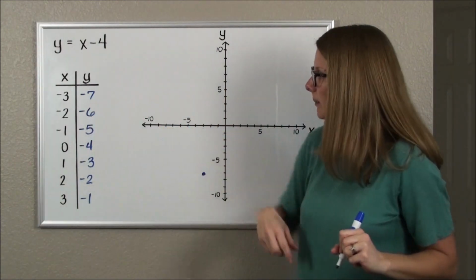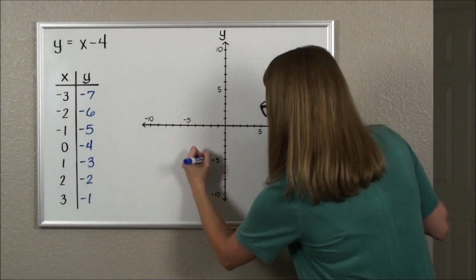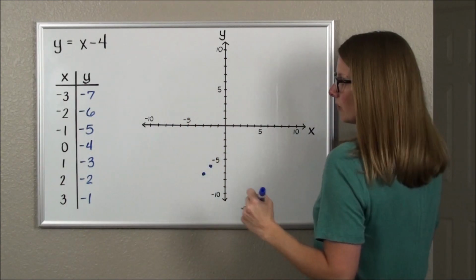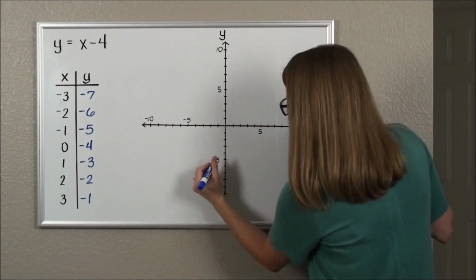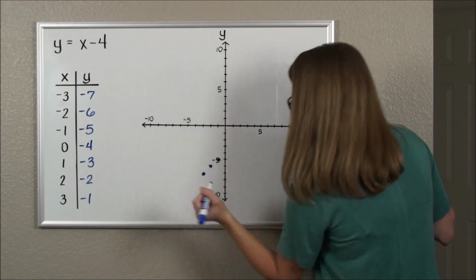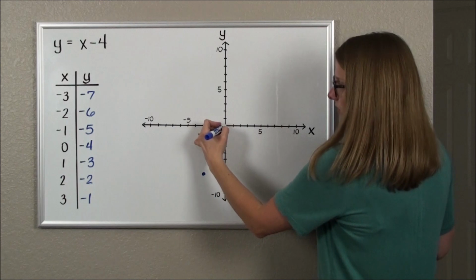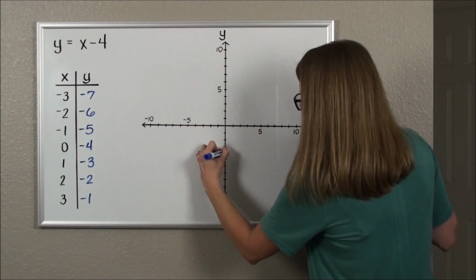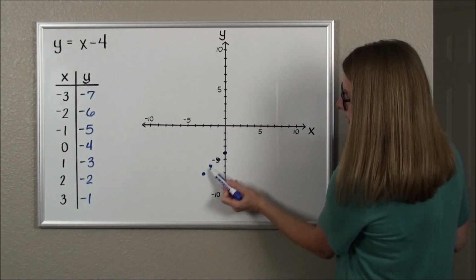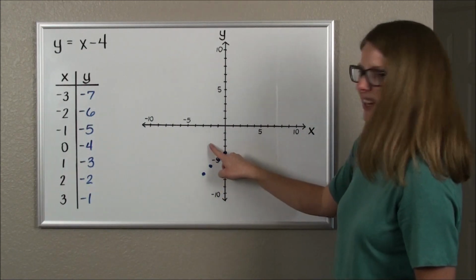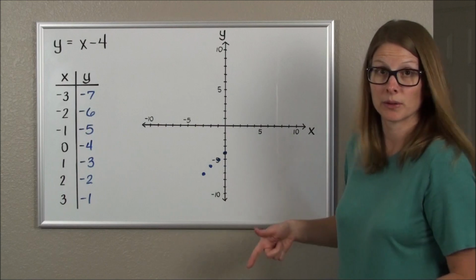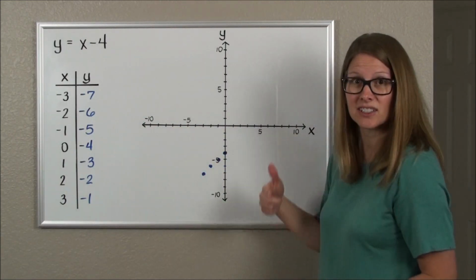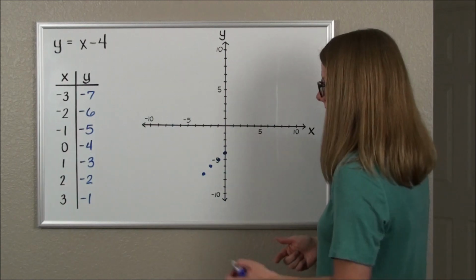For -2 comma -6, we'll go left 2, down 6. -1, -5, we'll go left 1, down 5. 0, -4 is just not left or right at all, staying in the center, but going down 4. And you can see that these guys are all lining up. If any one of these points was kind of out of line, you would know there was a mistake somewhere. So another reason for extra points. We get the extra accuracy and extra assurance that we haven't made a mistake.